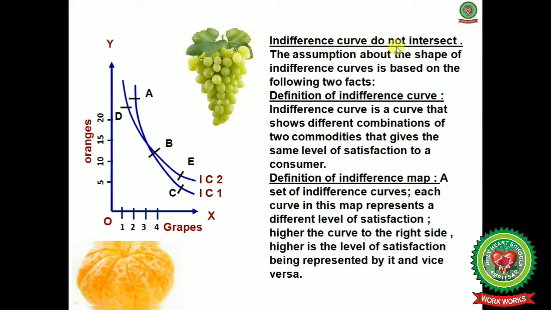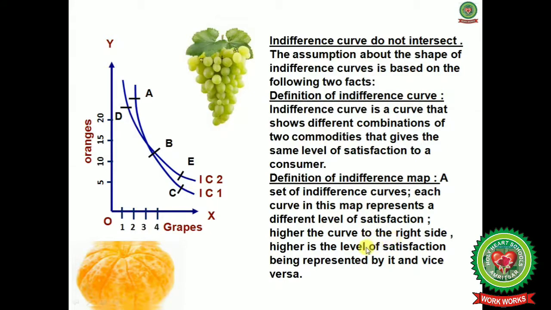Indifference curves do not intersect with each other. The assumption about the shape of the indifference curve is based on two facts. First is the definition of the indifference curve: a curve that shows different combinations of two goods that give the same level of satisfaction to a consumer. And the definition of the indifference map: a set of indifference curves, where each curve represents a different level of satisfaction.